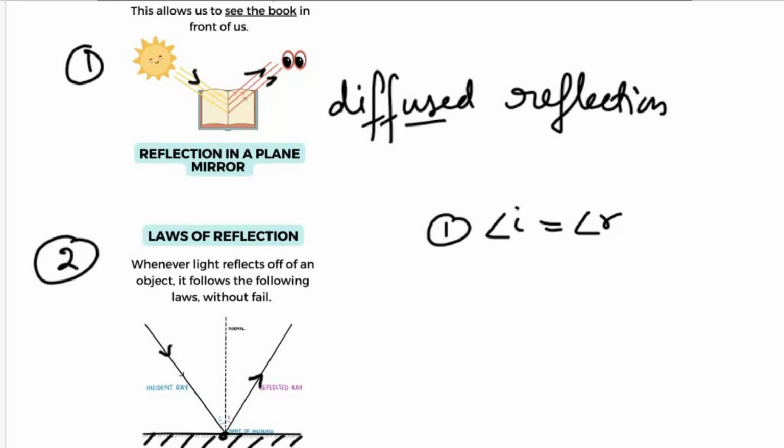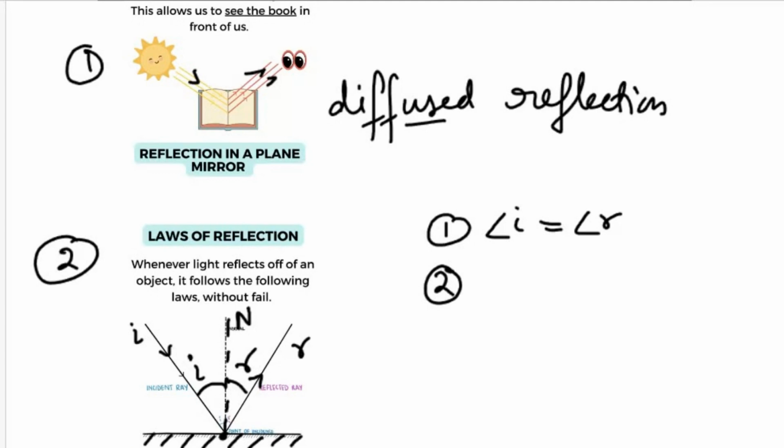Now at the point of incidence, if we draw the normal, then the angle between the incident ray and normal, I'm writing N for normal, I for incident ray, and R for reflected ray. I'll be using the same I and R for angle of incidence and angle of reflection also. The angle between the incident ray and normal is called the angle of incidence. The angle between the reflected ray and normal is called the angle of reflection. The first law of reflection is: angle of incidence is equal to angle of reflection.